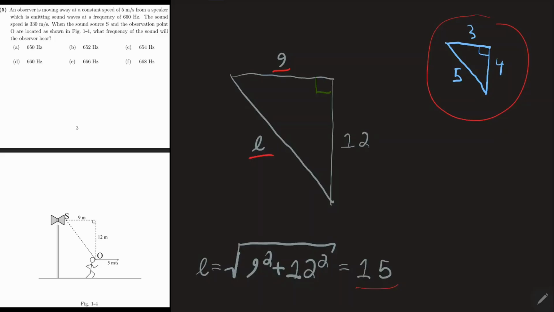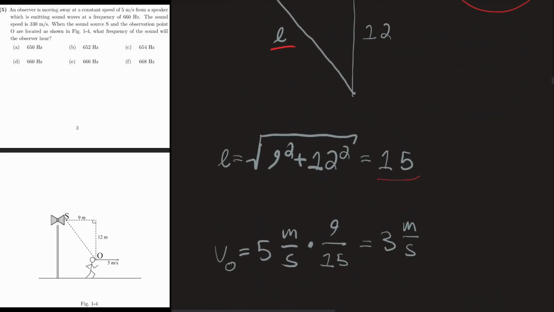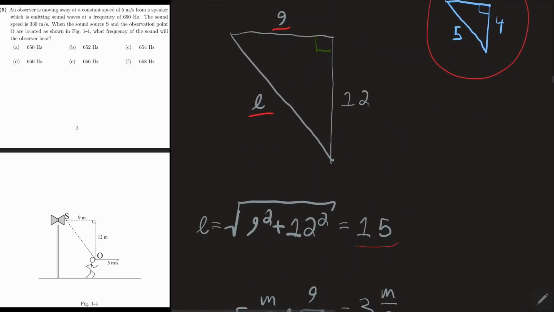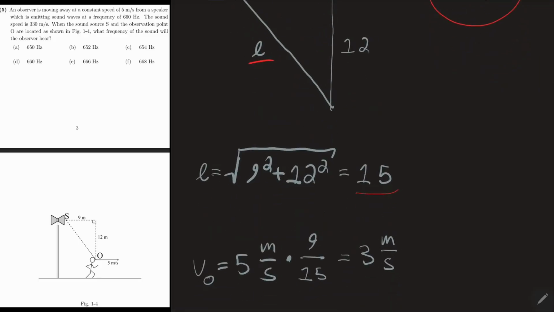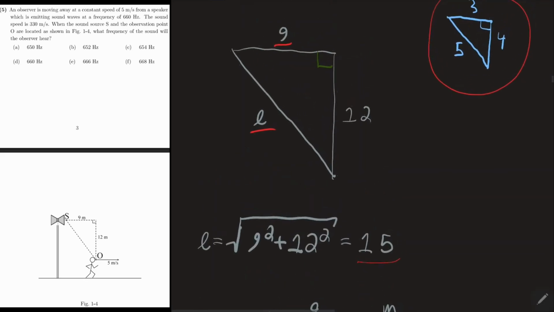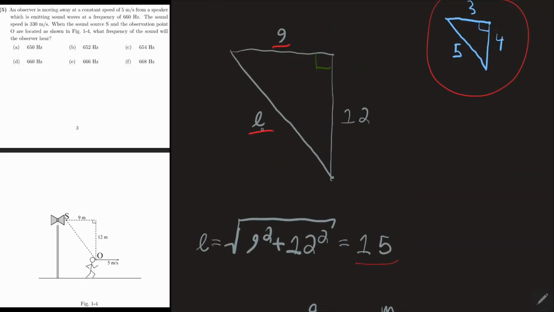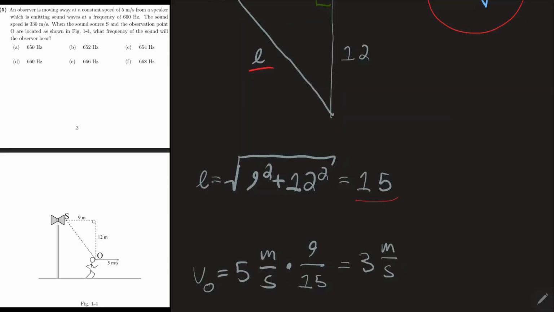So now if we take the speed of the observer's motion and multiply it by this ratio of 9 over 15, where 9 is the horizontal distance and 15 is the total distance, we get that the relative speed of this observer from the speaker is 3 meters per second. And to be clear, that's only at this exact moment when the horizontal distance is 9 and the total distance is 15. If you wanted to find a general equation for it, you would have to do a derivative. But again, thankfully, this question doesn't want us to do that. Instead, we just need to find the horizontal and total distances relative to each other at this exact moment.